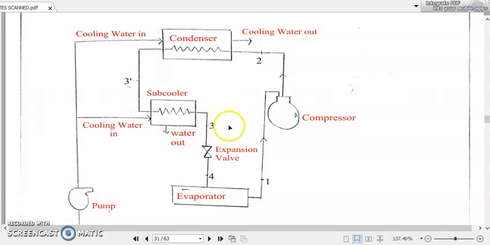Actually, that term is called subcooled. The very low temperature refrigerant, that is the subcooled liquid refrigerant, is going to enter the expansion valve and undergo the isenthalpic expansion process, and finally enter the evaporator, and the cycle will be continued.